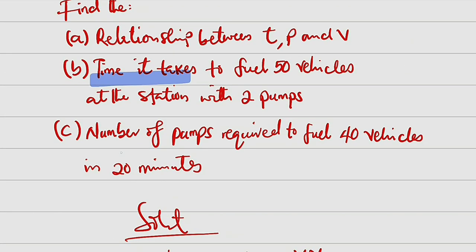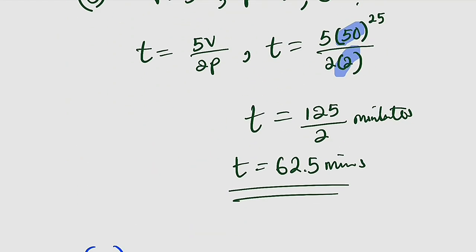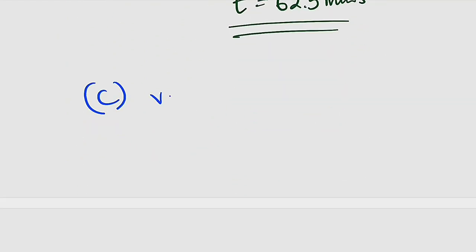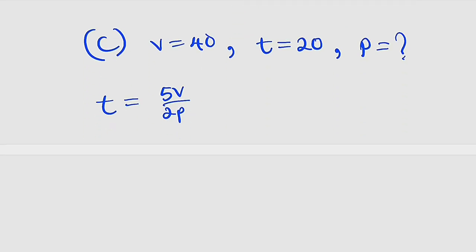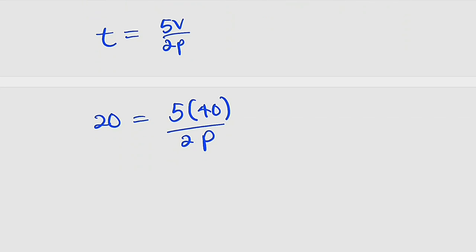The C part, we are asked to find the number of pumps required to fuel 40 vehicles in 20 minutes. So we're looking for the number of pumps. The same formula, T is equal to 5V divided by 2P. Already you can see that T is given as 20, which is equal to 5 times V, which is 40, divided by 2 multiplied by P. We are looking for the P.